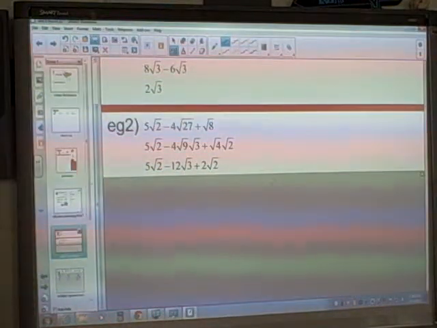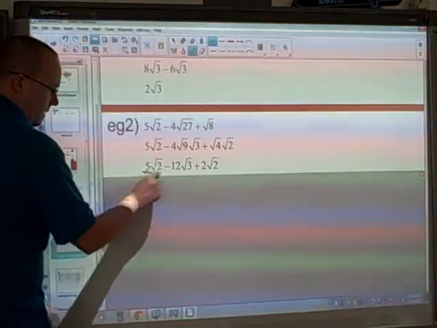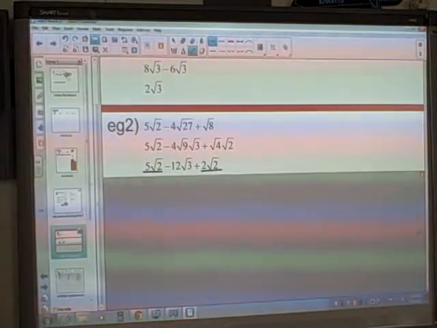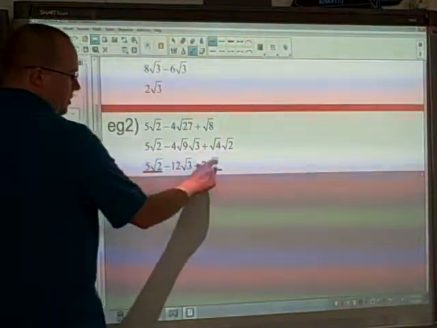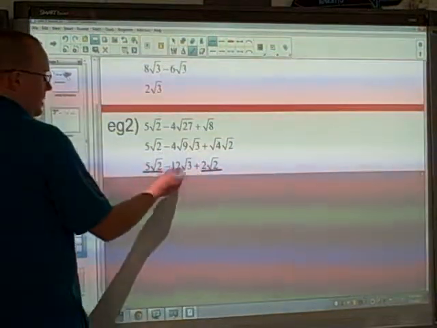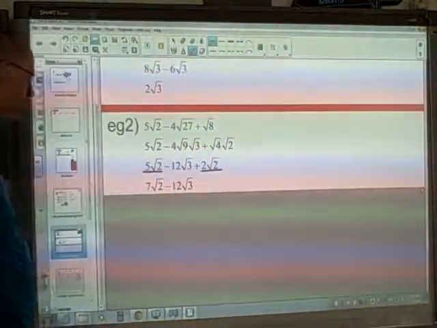Now what I'm looking for here is like terms. So I got 3 terms here, but notice this one's a radical 2. This one here is also a radical 2. So I should be able to combine those. So 5 radical 2 plus 2 radical 2 is 7 radical 2. And then this one doesn't combine anything, so just subtract 12 radical 3 at the end there.